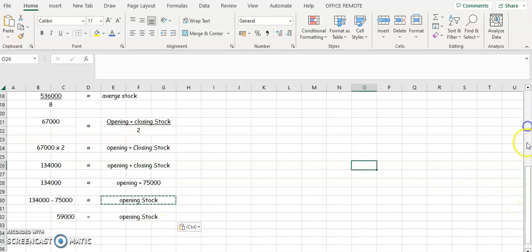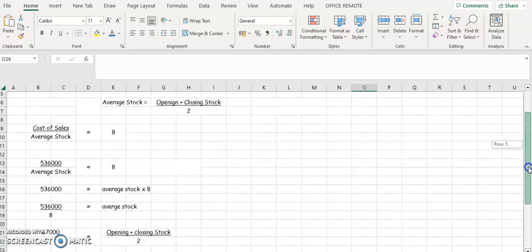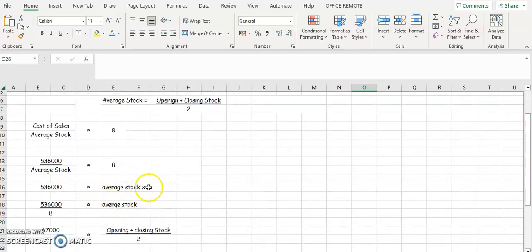So basically, remember there are two parts to the question. The first part is using the formula stock turnover is equal to cost of sales divided by average stock. We used that information first. We went to the question and found out what our cost of sales was. We cross multiplied by the average stock, so if it's division on one side, when we bring it over the equals, it becomes multiplication. Then we're able to get average stock on its own, so we brought 8 back over the equals to get division.